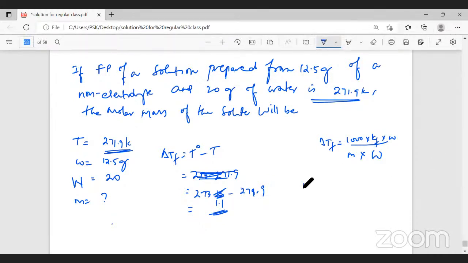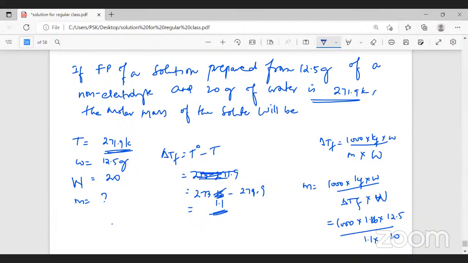So what will be M now? M will be 1000 into Kf into W divided by delta TF into W. So that will be equal to 1000 into Kf. Kf of water they've not given in the question. Kf is a constant, so it's 1.86. Remember. And W is 12.5 divided by 1.1 into 20, the weight of the solvent is 20. On simplification, you will get 105.68. So the molecular mass of the solute is 105.68.